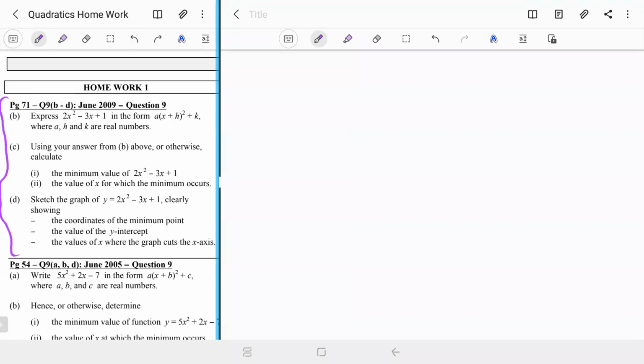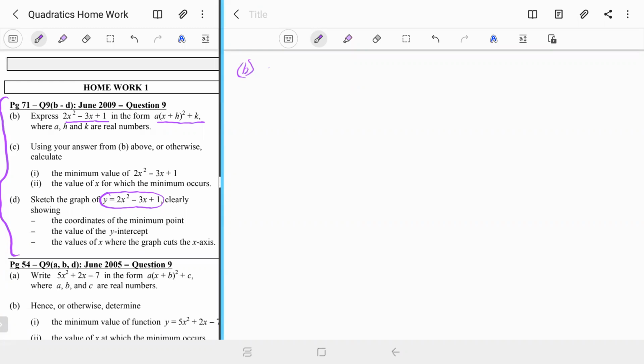It has parts B, C, and D. The first part wants us to express this in the form a(x - h)^2 + k. In other words, complete the square. Notice that down here they call the same function y. Because they call it y, I'm just going to call it y from the beginning.